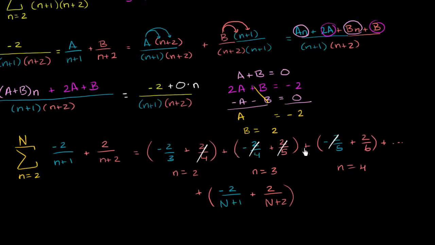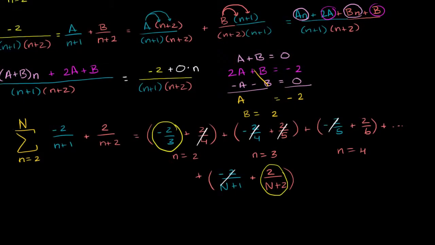And so that's just going to keep happening all the way until n is equal to capital N. And so this is going to cancel out with the one right before it. And all we're going to be left with is this term and this term right over here.